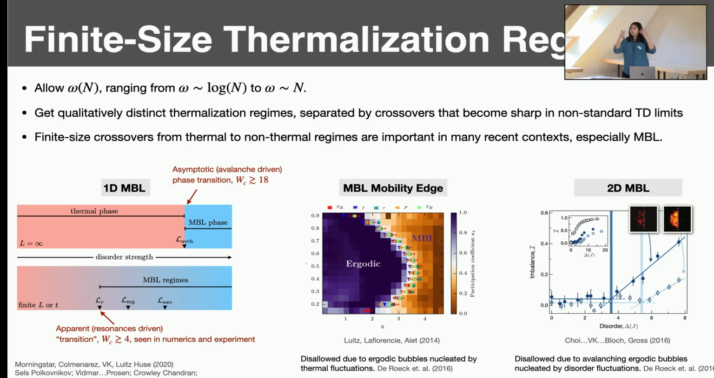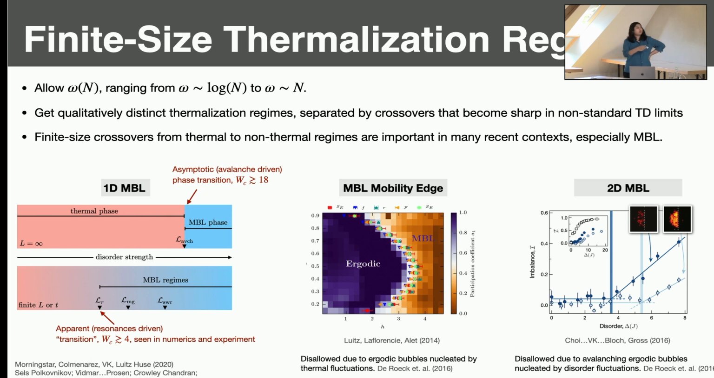But this is a very slow kind of effect, and for this asymptotic transition, which is thought to be driven by avalanches, we were able to give a lower bound at a disorder strength in a standard model that has been studied at a much, much larger disorder strength than had been thought before, okay, at some W of order 18, whereas previous estimates for this kind of finite size crossover, the MBL transition seen in finite size numerics and finite time experiments, was thought to be a W of order 4, okay?